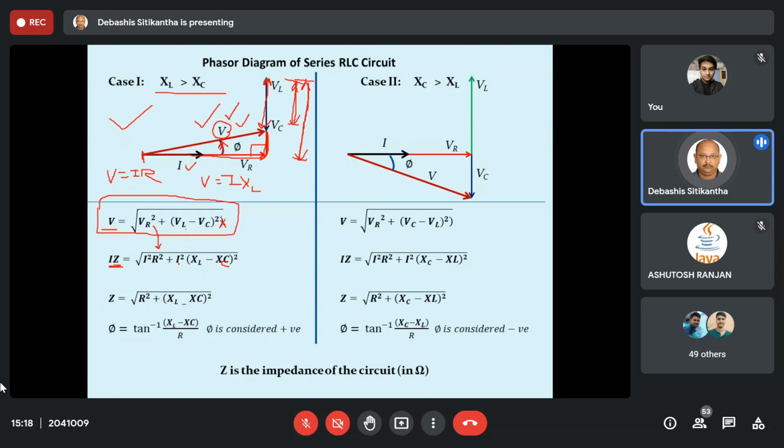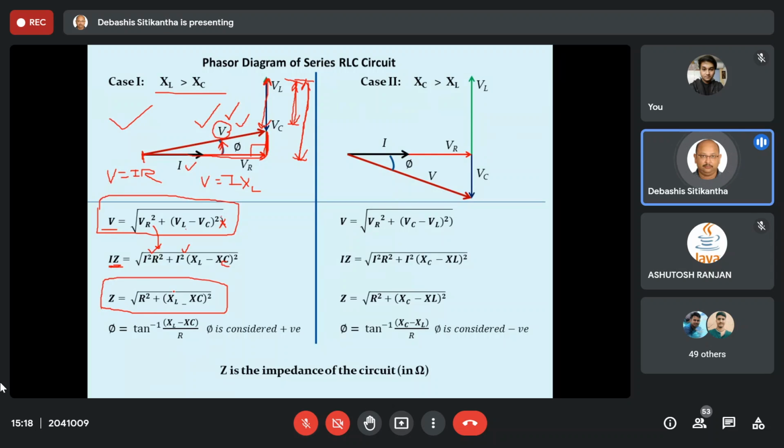Now let us take this I outside the root sign. If I do that, your I will be over here, and so the I will get cancelled out, and ultimately what I am left with is Z is equal to the square root of R square plus XL minus XC whole square.